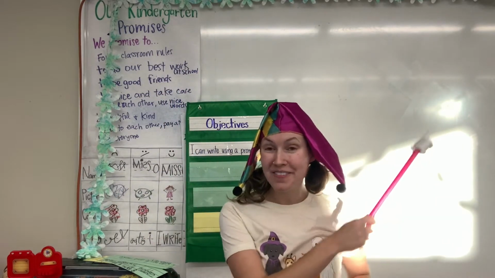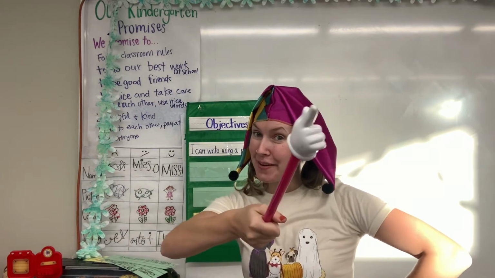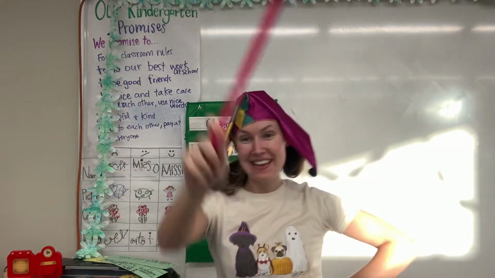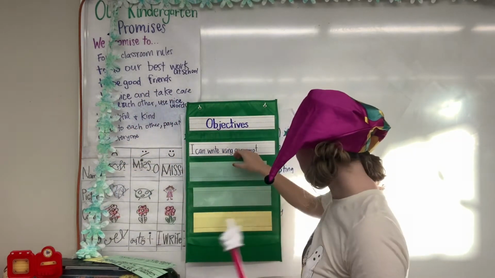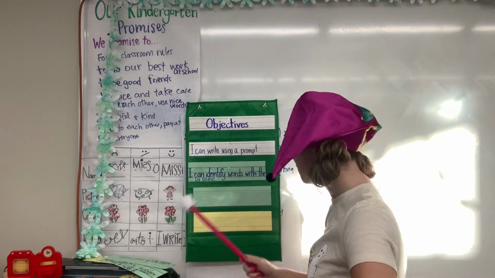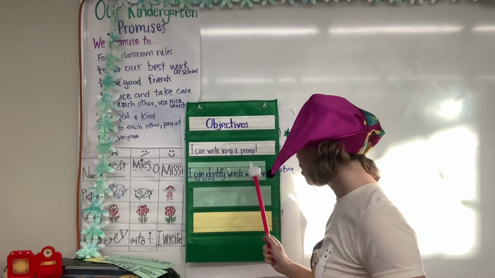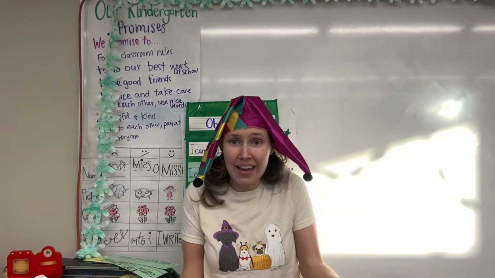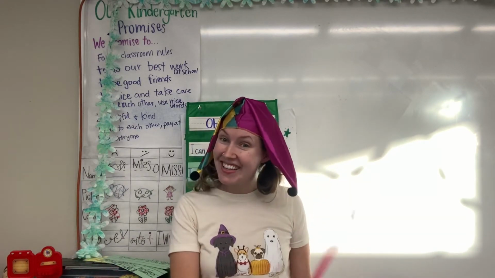We're going to talk about reading right now. So let's begin with our objective. I'll start and you repeat. Objective is what we are going to learn. Let's flip over our objective for today. Okay, I'll point to the words and read them. It says, I can identify words with the D sound. And what sound is that? It's the D sound. Awesome job!